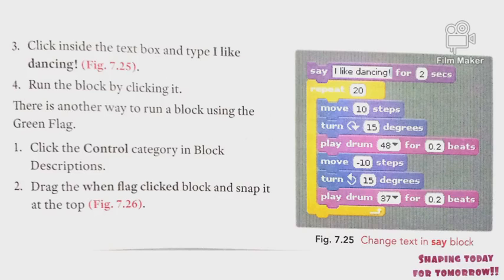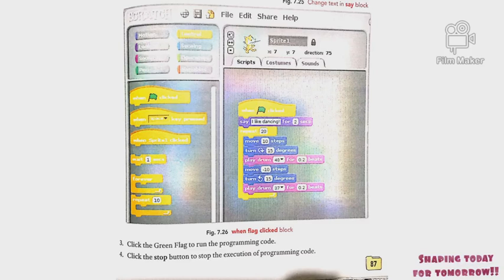Now point number 2, drag the when flag clicked block and snap it at the top. So students, this time you have to drag the when flag clicked block. Okay, this is the block, you have to drag it and snap it at the top. You have to fix it at the top of our programming code. Let's see figure 7.26 for this.